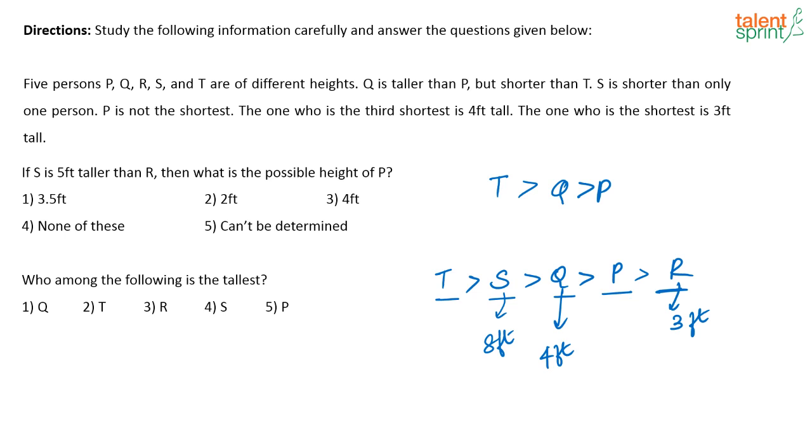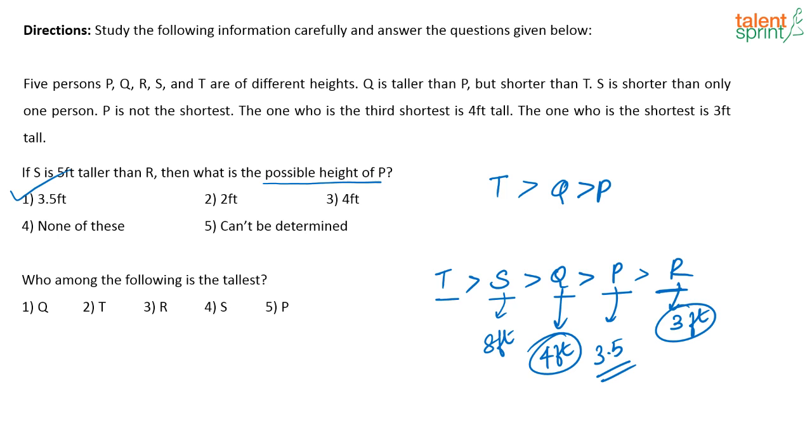See, how do I find out what is the possible height of P? Here this is 4, here this is 3. So P's height has to be somewhere in between, correct? It has to be either 3.2, 3.1, whatever, 3.5. Look at the question. The question says what is the possible height of P? They are not asking you for an exact height, correct? You are not able to find out the exact height. But 3.5 is possible because 3.5 will be between 4 and 3. So which will be your answer? 3.5, correct? See, among the options, 3.5 is the only possible height for P.